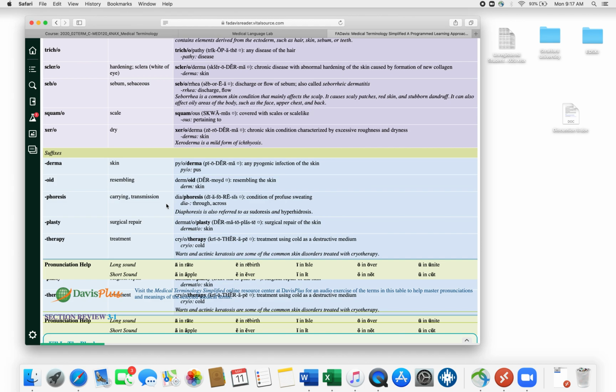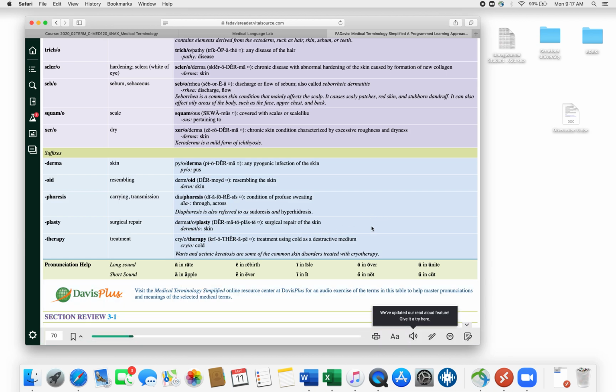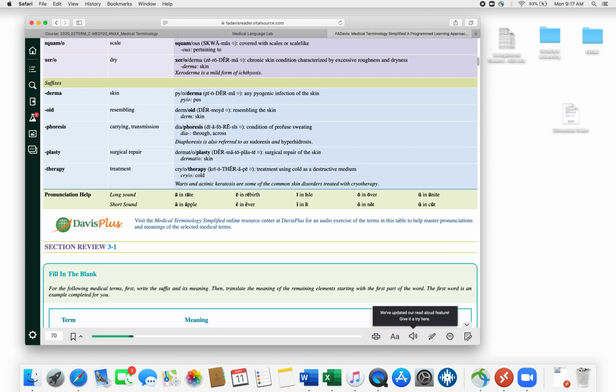Plasti, of course, is a process of repair. Dermatoplasty is surgical repair of your skin. Therapy, cryotherapy. Cryo is cold.